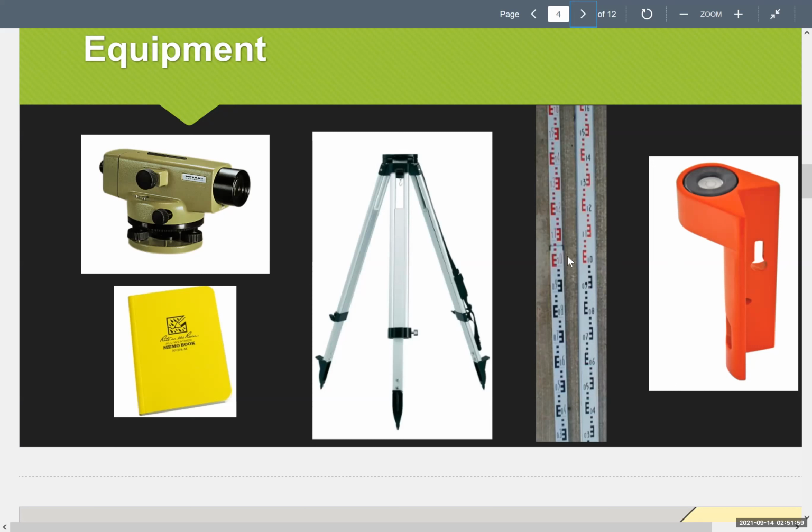And I pulled out the equipment in the classroom so we could look at it. At least those of you who are here can look at it. Okay, let's go to the next.